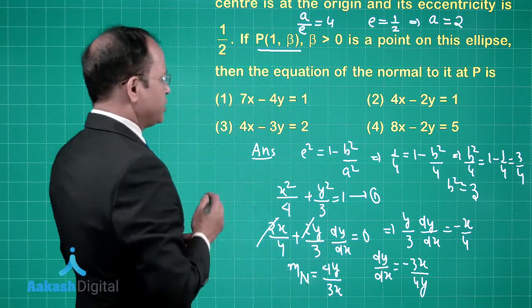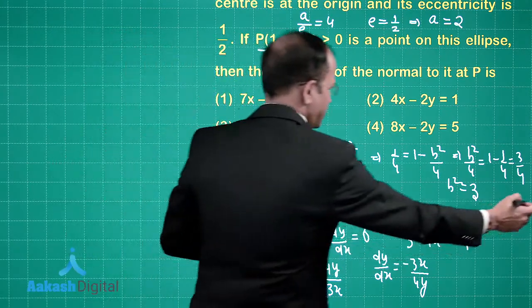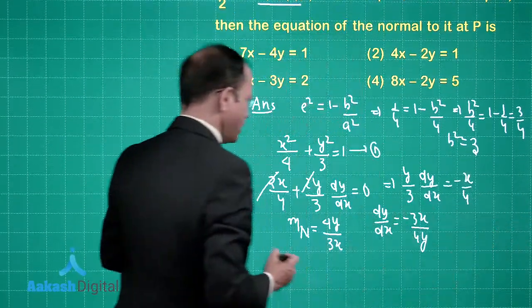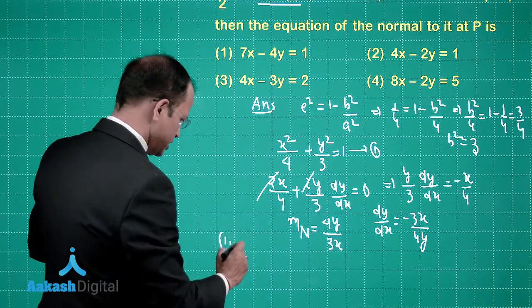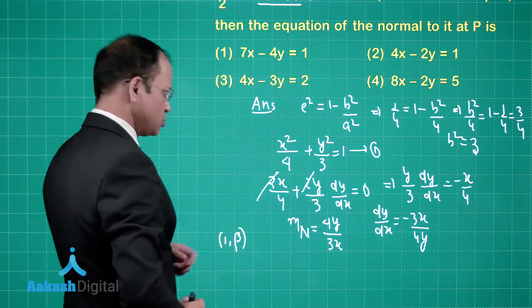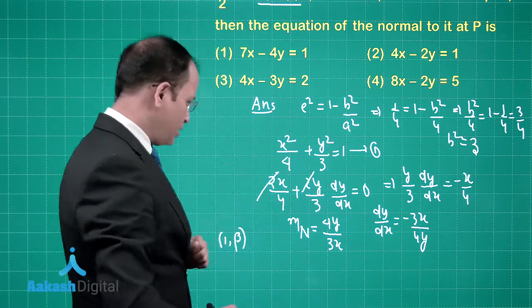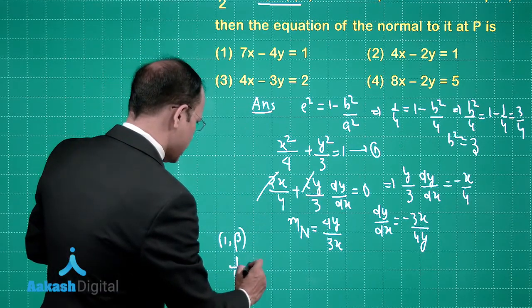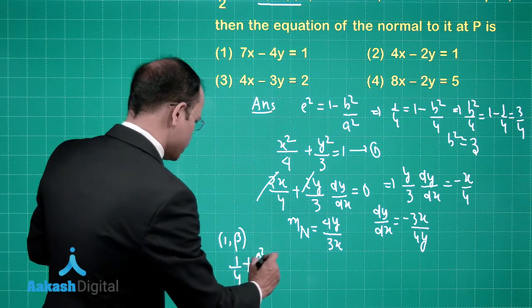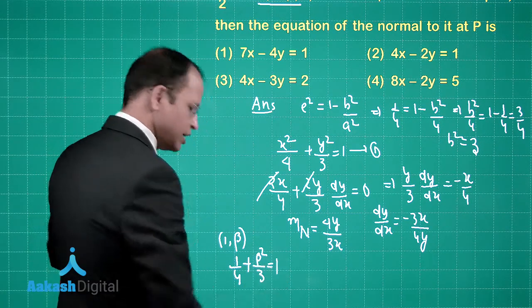Now one more thing is very important for us because (1, beta) is there. So (1, beta) lies on the ellipse. So what we can do is take this point, say (1, beta), which lies on the ellipse. So it satisfies the equation of the ellipse. That means we have 1 upon 4 plus beta square upon 3, which is equal to 1, right?